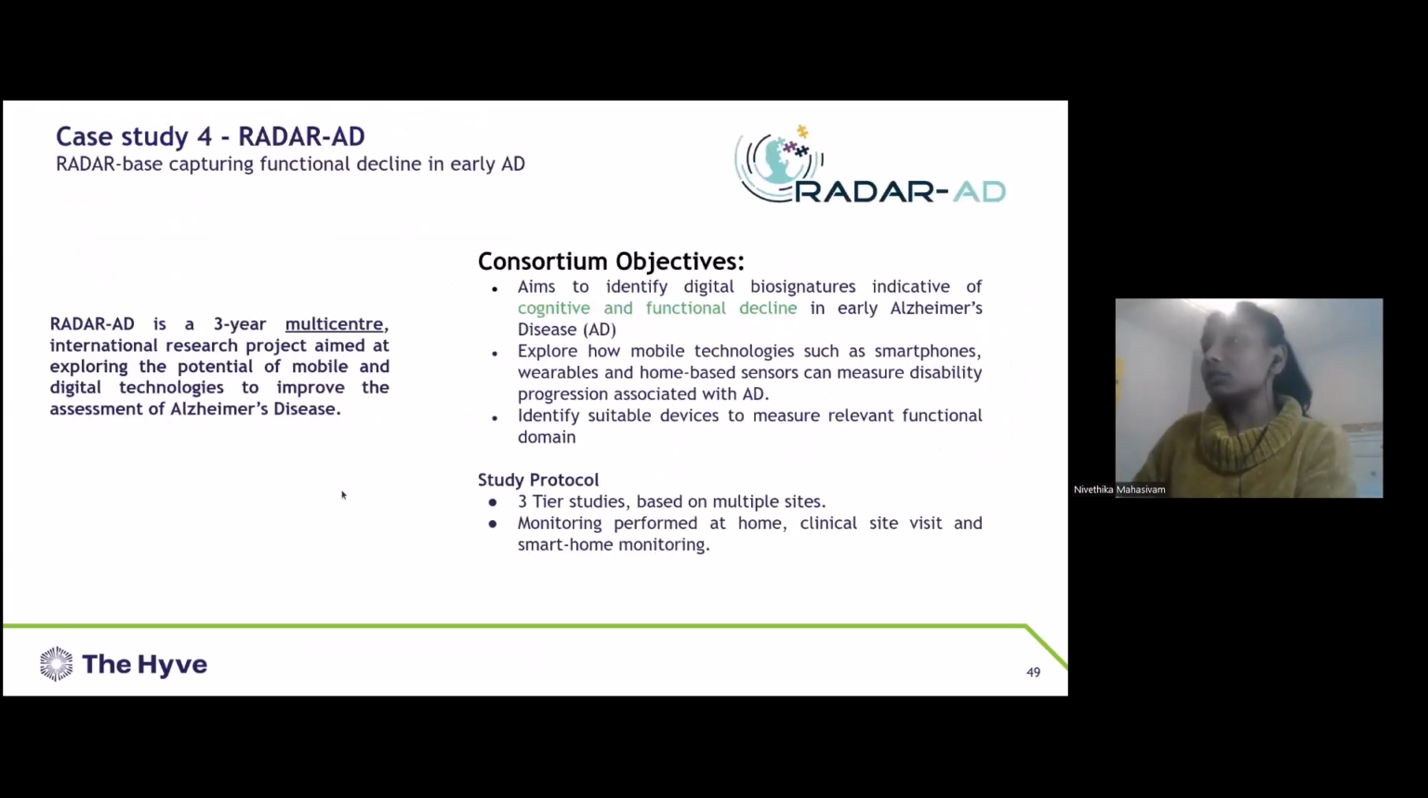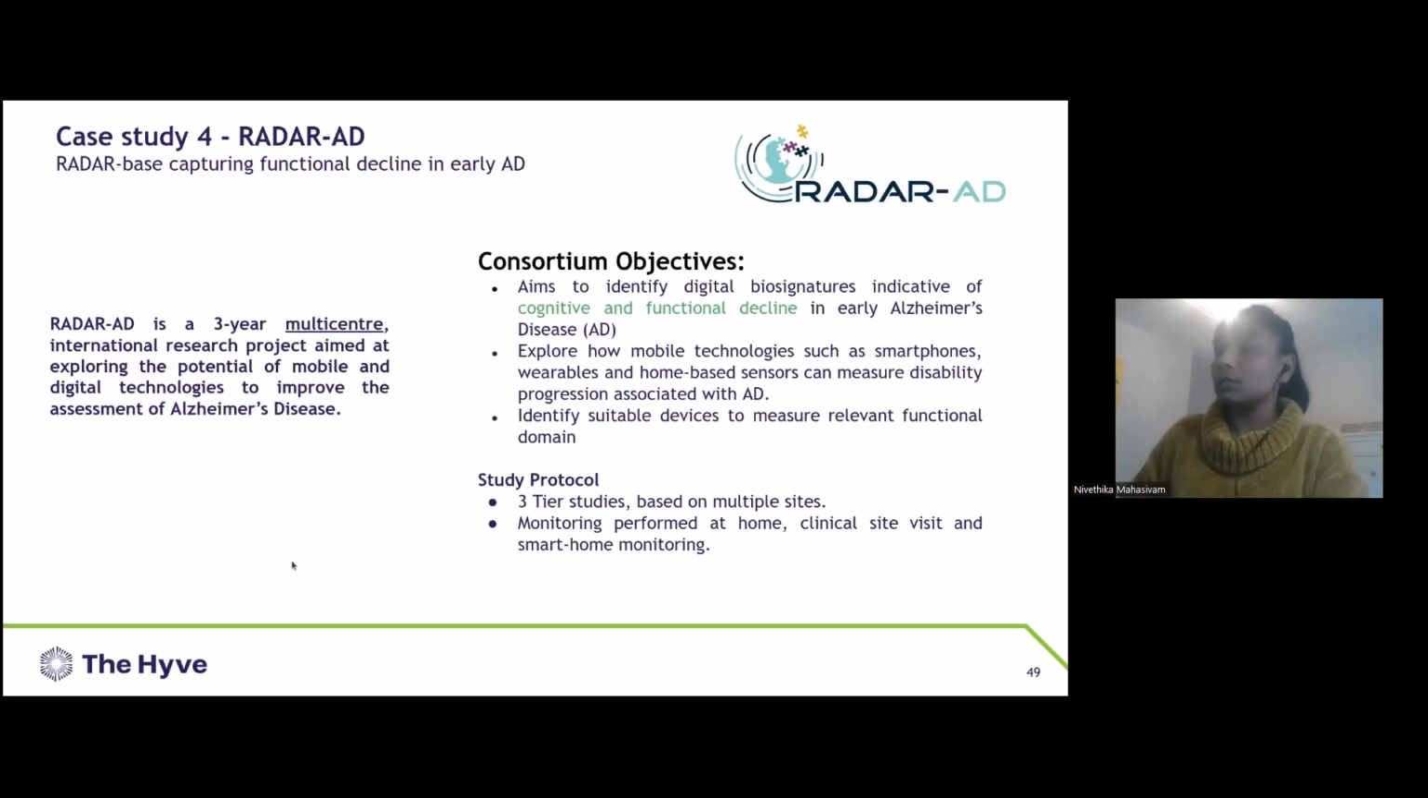So the last use case I have is called Reda AD. This is similar to Reda CNS, but this was applied for Alzheimer's disease. So the goal of the study is to also figure out if you can actually use mobile and digital technologies to improve the assessment of Alzheimer's disease, or in general, functional and cognitive decline.